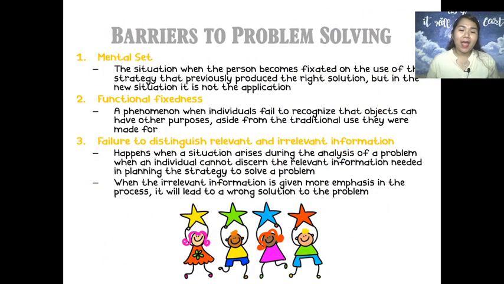Okay, so here are the barriers to problem solving. First is mental set. What do we mean when we say mental set? The situation when the person becomes fixated on the use of the strategy that previously produced the right solution. But in the new situation, it is not applicable. Okay, so more likely, kapag sinabing mental set, ito daw yung inability of the person to use another strategy. Kumbaga pa, nagiging pareho na lang yung ginagawang strategy kasi nga, iniisip natin na effective naman tong strategy na to. So, ito yung mag-work for this problem. Where in fact, na hindi naman talaga siya nakakatulong.